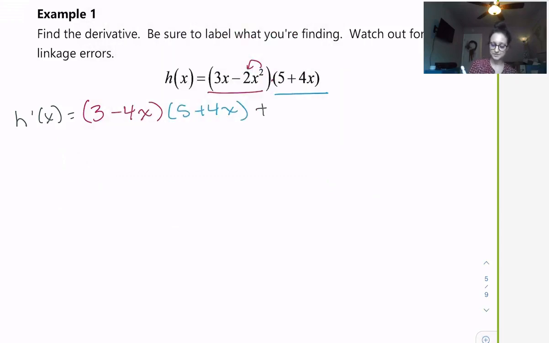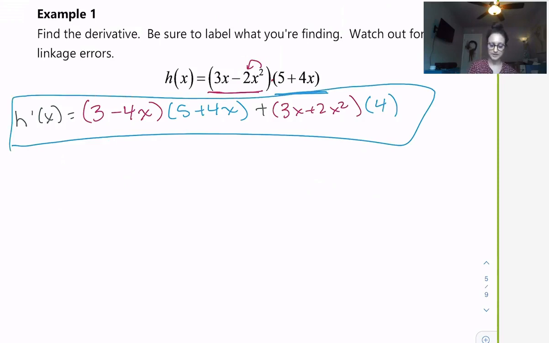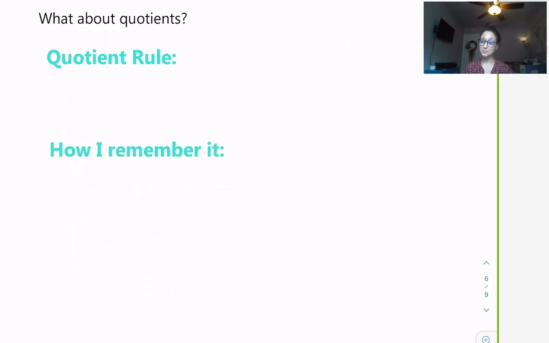Then plus, now I'm going to hold the first, 3x minus 2x squared, times derive the second. Derivative of 5 is what? It's 0, and the derivative of 4x is just 4. I'm going to ask that you leave it like that because we're just practicing product rule here. All right, so that's products.